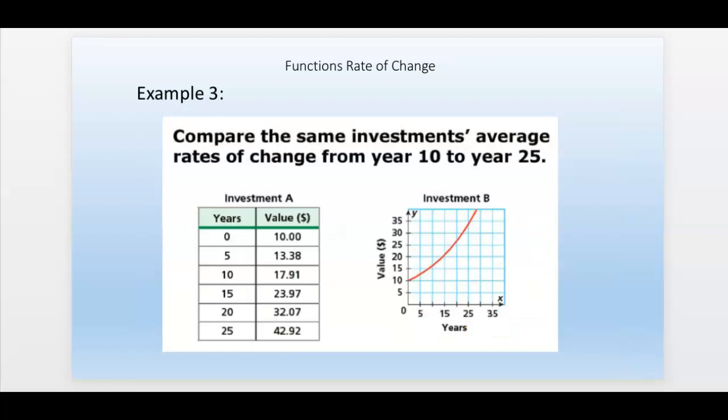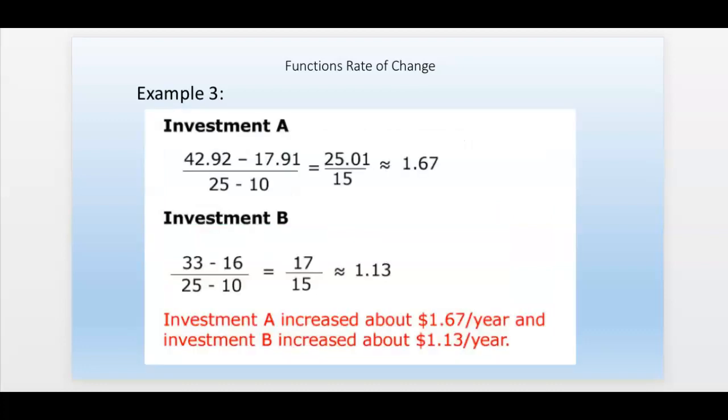But if you compare from year 10 to 25, over a longer term, it looks like investment A is actually better than investment B. So be aware of that. Make sure you compare different investments over the term that you're looking for. If you need a long term, go long term. If you need a short term return, then calculate using the short term.